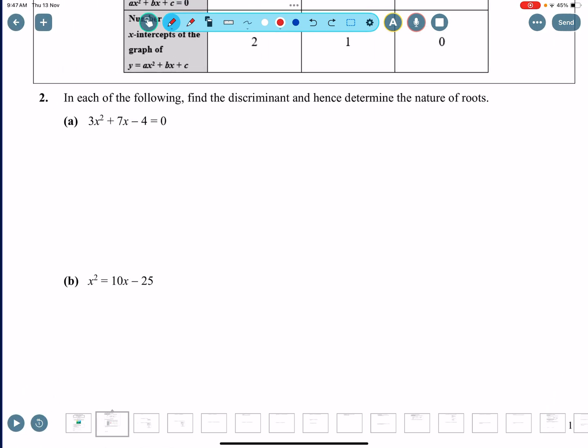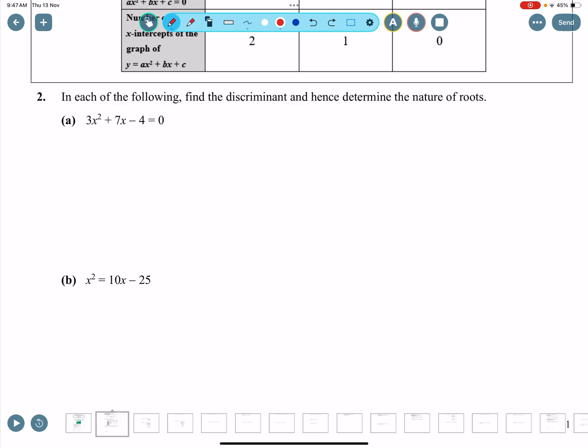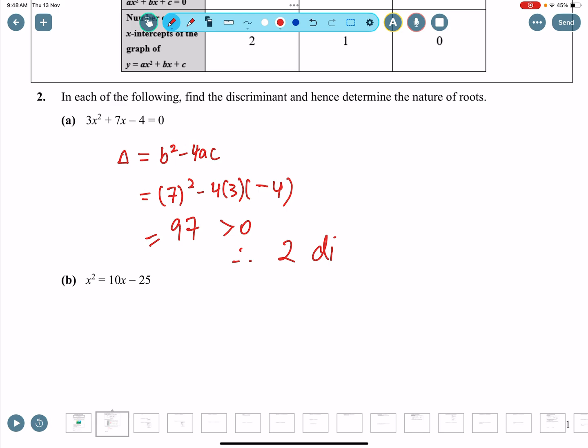Alright, so I'm going to try some questions and show you how to answer them. For example, A over here, triangle is b squared minus 4ac, right? I'm sure you already know which one's A, which one's B, and which one's C. Sometimes they might rearrange them, so make sure A is next to x squared, B is next to x, and C is the constant. Just substitute 7 squared minus 4ac, and make sure to include the bracket. So for example, negative 4 there, you need to include the negative with it. Put everything in the calculator. 7 squared minus 4 times 3 times negative 4 is 97. So 97 is greater than 0, therefore my answer here will be two distinct real roots.